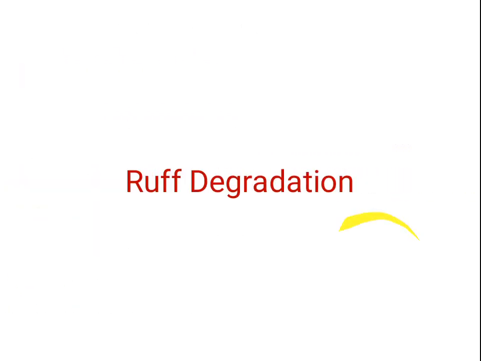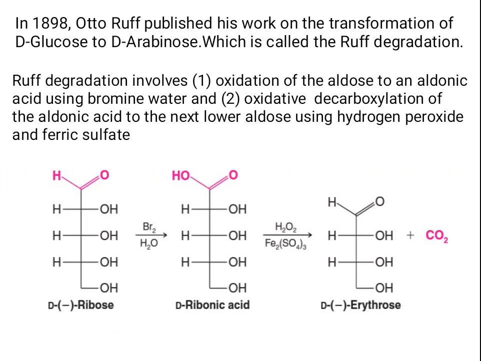Ruff degradation. In 1898, Otto Ruff published his work on the transformation of D-glucose to D-arabinose, which is called the Ruff degradation. Ruff degradation involves oxidation of the aldose to an aldonic acid using bromine water, and then oxidative decarboxylation of the aldonic acid to the next lower aldose using hydrogen peroxide and ferric sulfate.